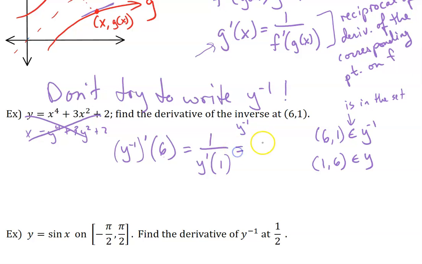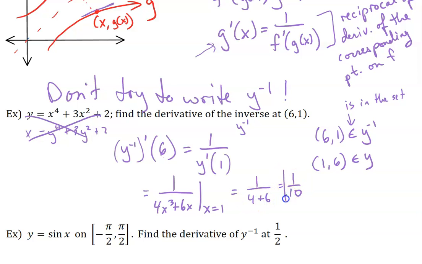All right, at this point I can evaluate, so I'm going to come down below. So we have 1 over, and now I need to find y prime. Using the power rule here, we've got 4x cubed plus 6x, and then we are evaluating this such that x equals 1. We're plugging 1 into that derivative. So 1 over 4 plus 6, which is 1/10. Okay, so the derivative of y inverse at the ordered pair (6, 1) is 1/10.